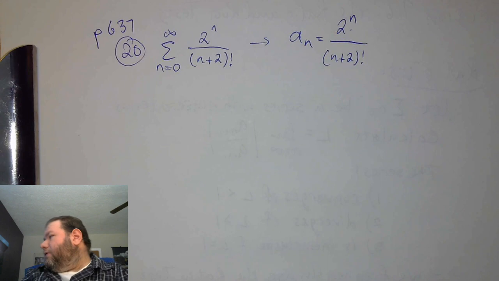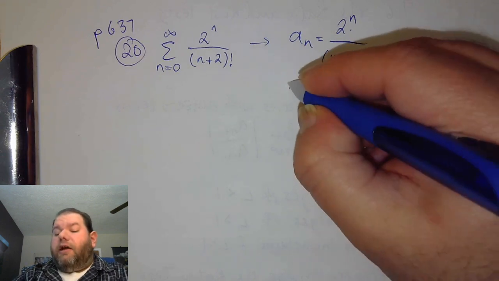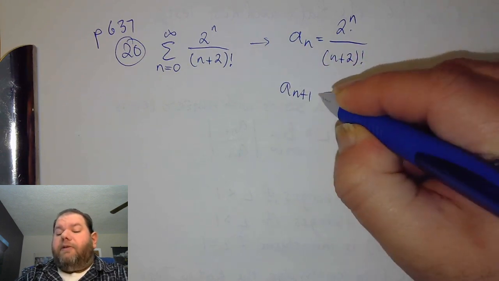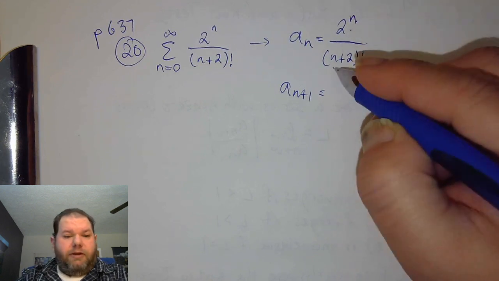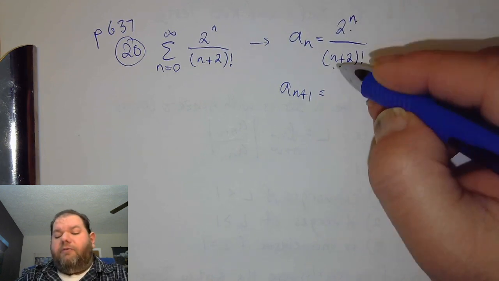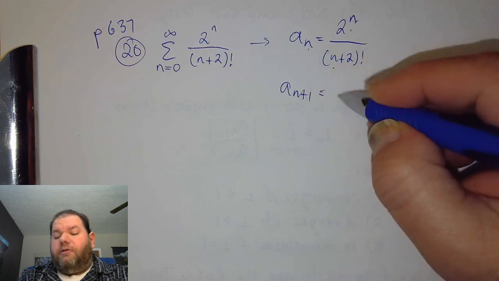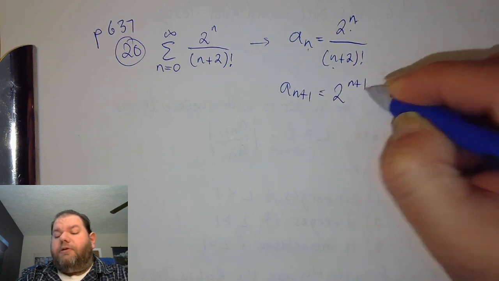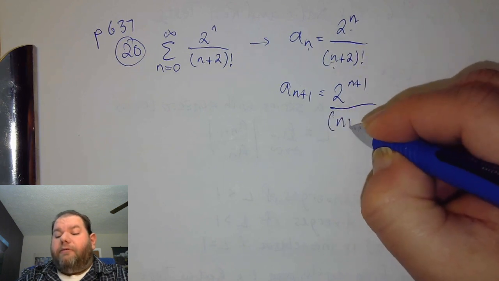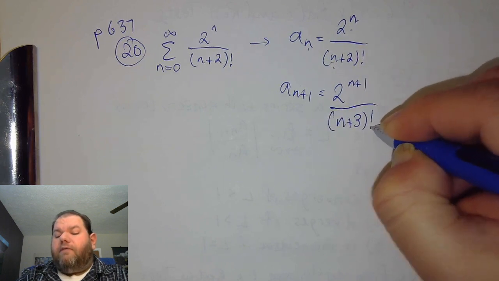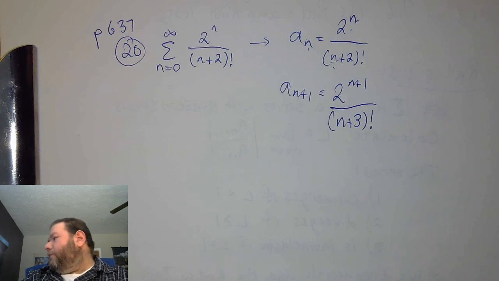That's a sub n, and so a sub n plus 1, that means everywhere that we have n, which is just those two places, let's replace n with n plus 1. So 2 to the n plus 1, and then n plus 2 becomes n plus 3 factorial. Okay.